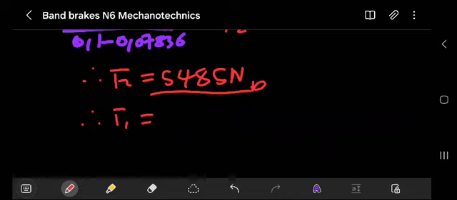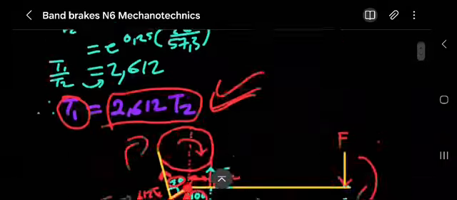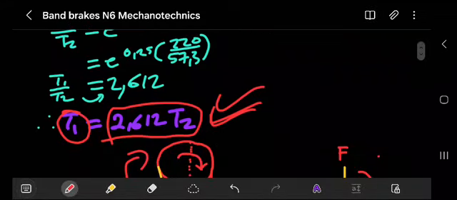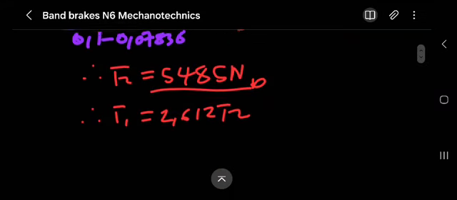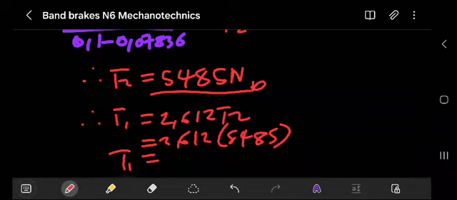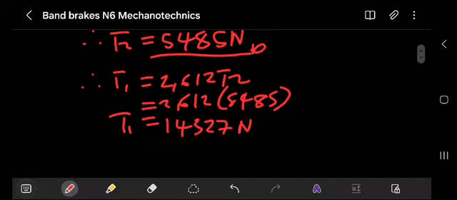Now, what about T1? We know that T1 is 2.6112 T2 from this ratio here. Then now we substitute 2.612 into 5,485. Then T1 simply equals to 1,4327 newtons. So we have this now.